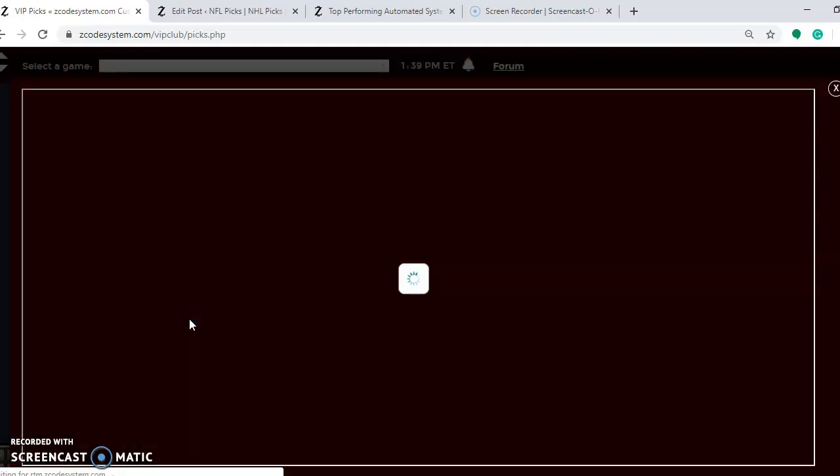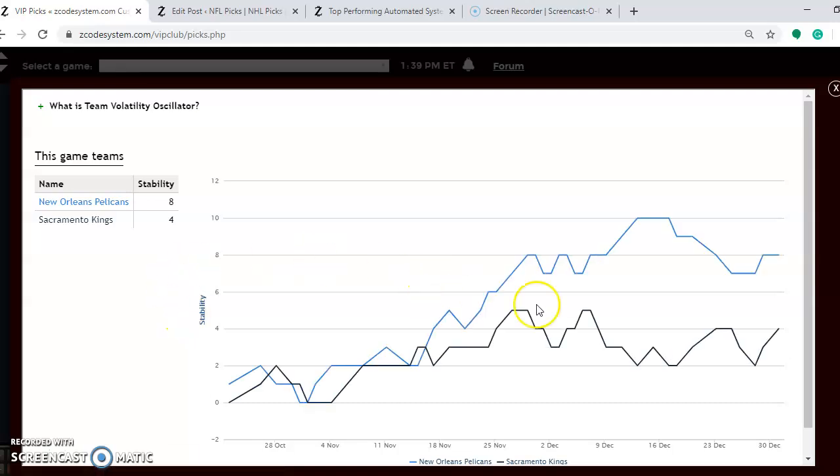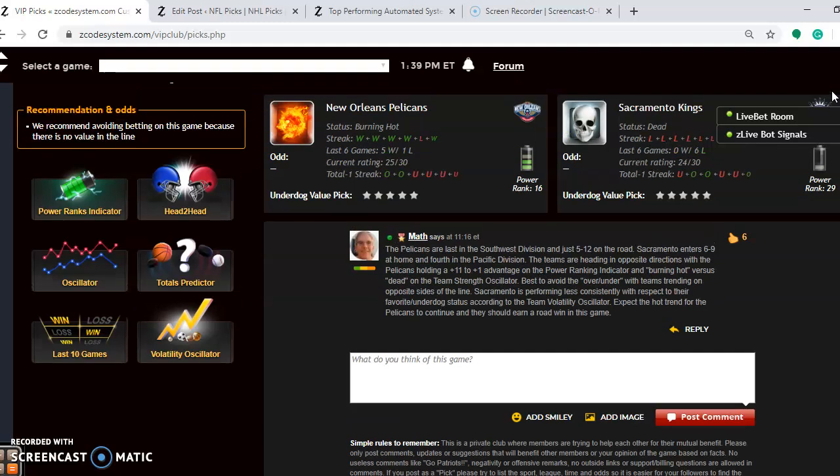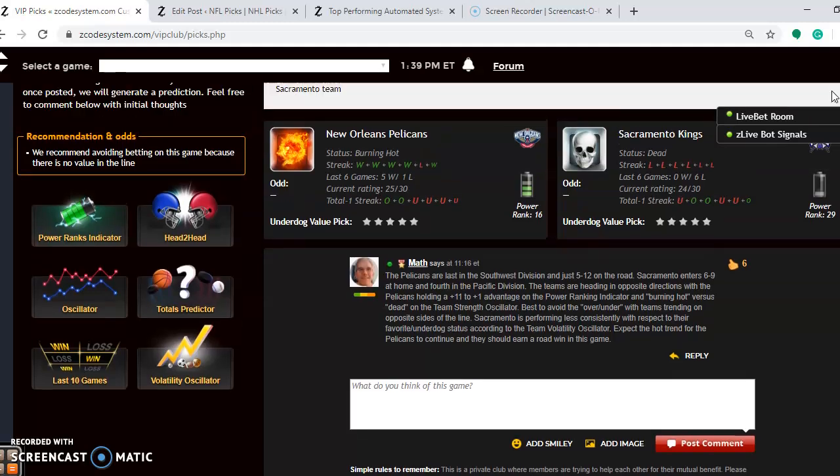You look at the stability. Sacramento plus 4, relatively stable, not extremely stable, and New Orleans a bit more stable at plus 8, so take more consideration with the favorite underdog status for New Orleans. I expect the hot trend to continue for the Pelicans, even though they're on the road. I think they will come away with a road victory in this one.